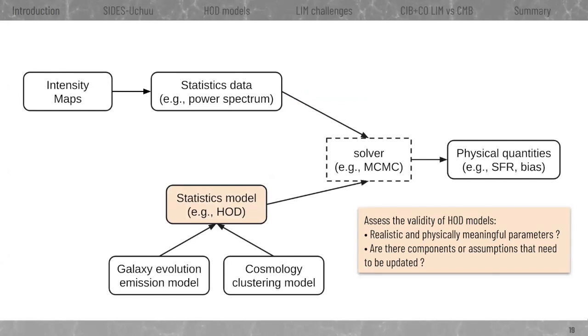Having such a simulation that we can trust, we could test some of the steps along in this big sheet I showed you. So first, focus on the statistical model that is widely used first to interpret current CIB data, but also widely used to do forecasts for line intensity mapping experiments. But no one had actually tested if this model can give us reliable parameters.